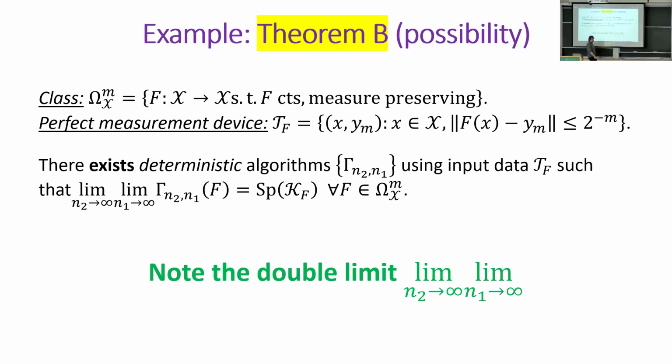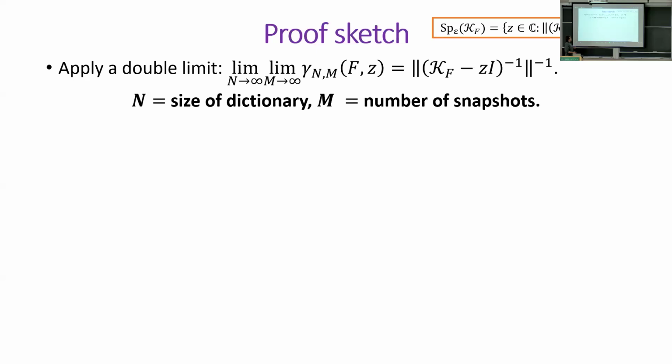Okay, so this is very natural. For example, if you're applying DMD methods, your first limit might be taking the amount of data to infinity. The second might be taking the size of a dictionary or a matrix approximation to infinity. Slight caveat, DMD doesn't always converge, so we're going to fix that in the next slide. So here's the proof sketch. We're going to apply a double limit, number of snapshots to infinity, then the size of a dictionary to infinity, to compute a function rather than a spectrum, a function of z, which is the reciprocal of the resolvent norm of the Koopman operator.